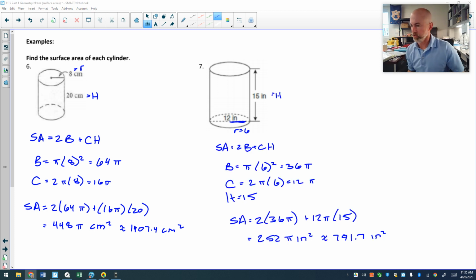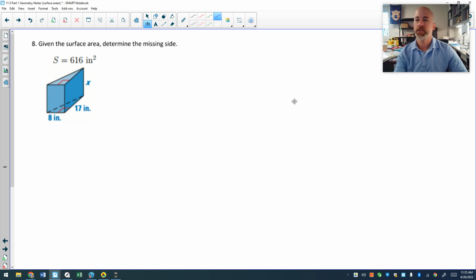And there you go. I told you 2 seconds. So work it all out, and it ends up being 252 pi inches squared, or approximately 791.7 inches squared, which takes us to the last problem. All they have done in the last problem is relocate the unknown information. Every problem previous to this one, the unknown was the surface area. This time we have the surface area, and we're looking for the missing dimension, which in this case is x.